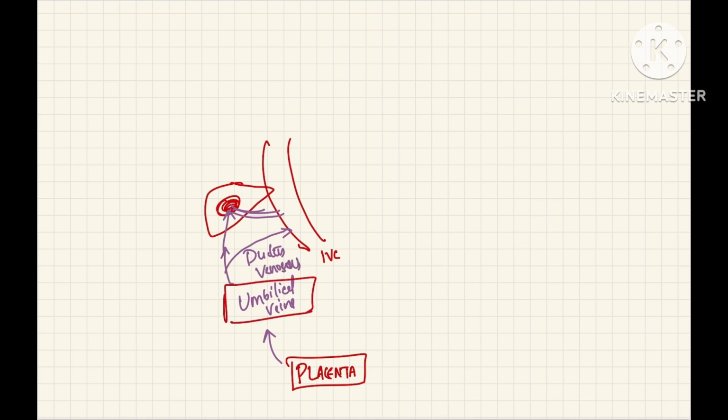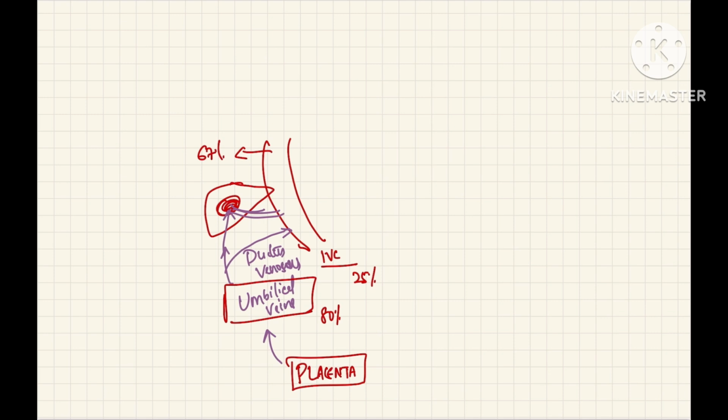The saturation of blood in the umbilical veins is approximately 80%, and in the IVC before the umbilical vein blood is joined, it is 25%. And the saturation after the blood enters the IVC is 67%.